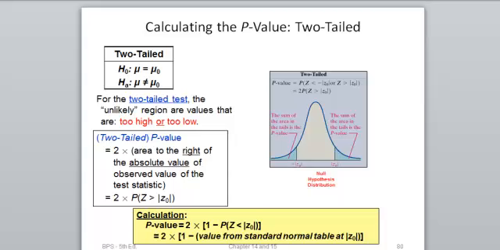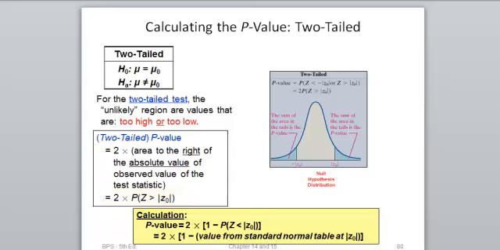Now, a shortened way to do this is to always make our test statistic either positive or negative. So I could do it like this: take 2 times the probability z is greater than whatever the test statistic is, I make it positive, and then I find that probability.